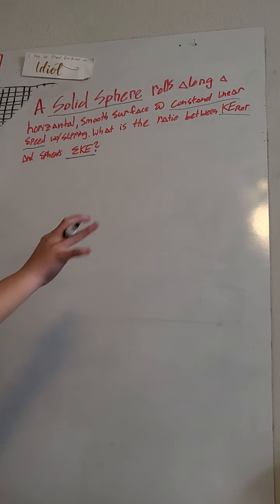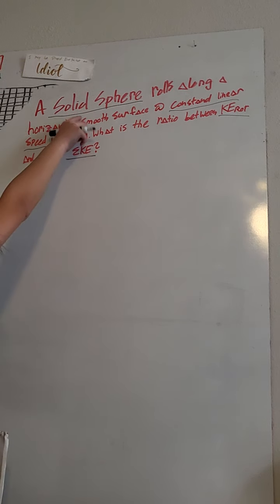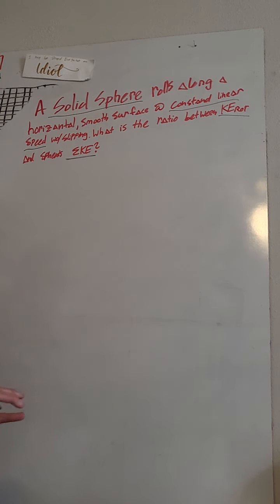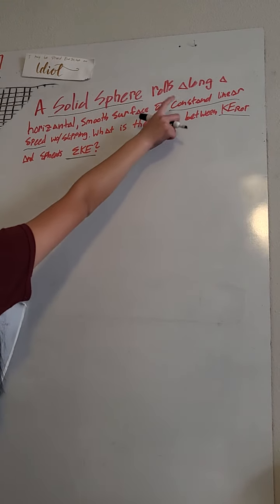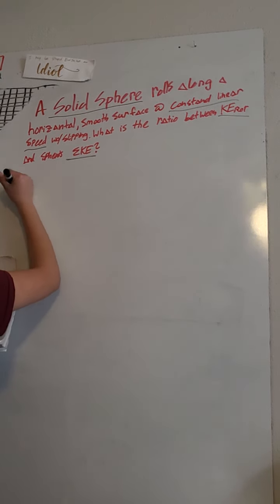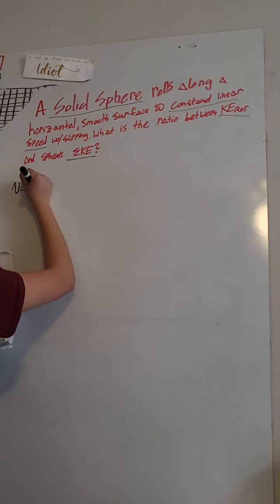First things first, when I look at this problem, I need to know the inertia for the solid sphere, and that is 2/5 mr squared. That is one of the formulas that are not given to you on your formula chart that I would recommend memorizing for your test or the AP test or whatever. The first thing I like to think about is that it says constant linear speed. We know the constant linear speed is going to be equal to R alpha.